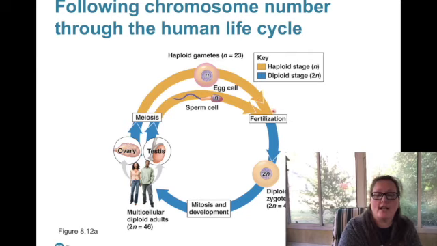Then they fertilize to make the egg. At this point, not the egg, the zygote. The sperm gets into the egg, fertilizes, and that is our zygote. That is diploid, because now we have 23 chromosomes from mom and 23 chromosomes from dad in our diploid.